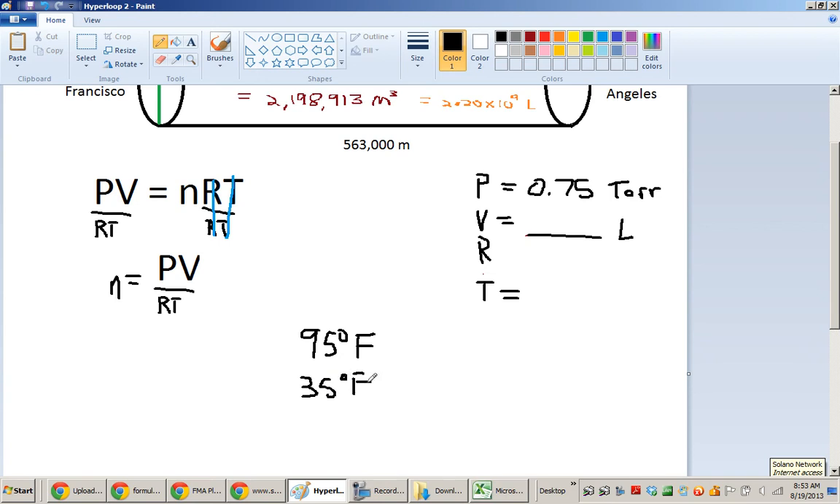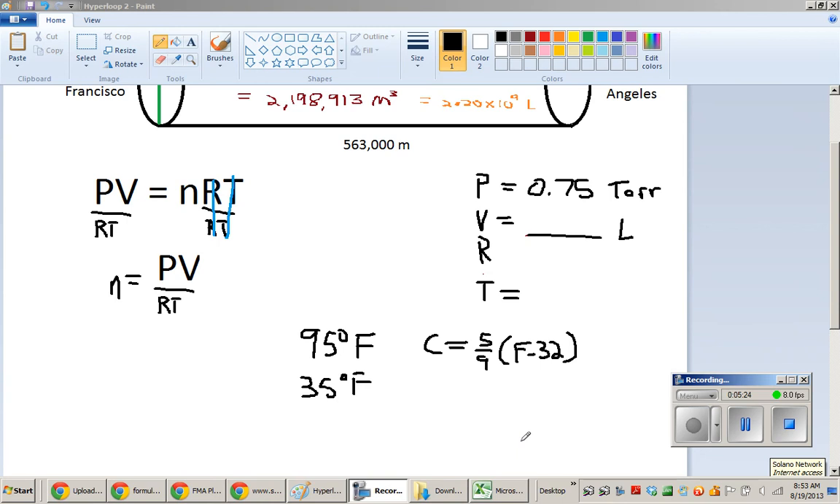Okay, so if I have those two temperatures, I can't just use Fahrenheit with the ideal gas law. The ideal gas law uses Kelvin, so I need to convert these to Kelvin. The way I do this is I can convert Fahrenheit to Celsius using the following equation. I subtract 32 from the Fahrenheit temperature and then multiply by 5/9, and that gives me the temperature in Celsius. And Kelvin is just 273.15 in addition to that.